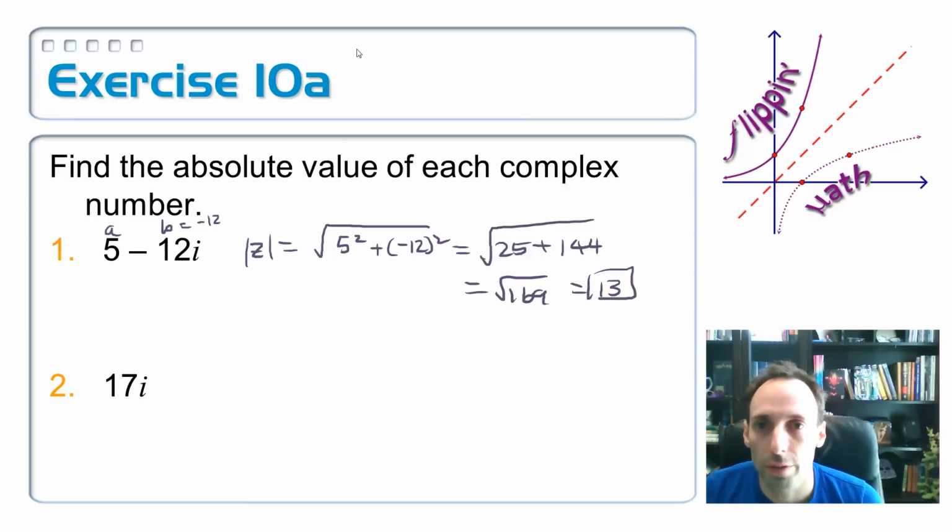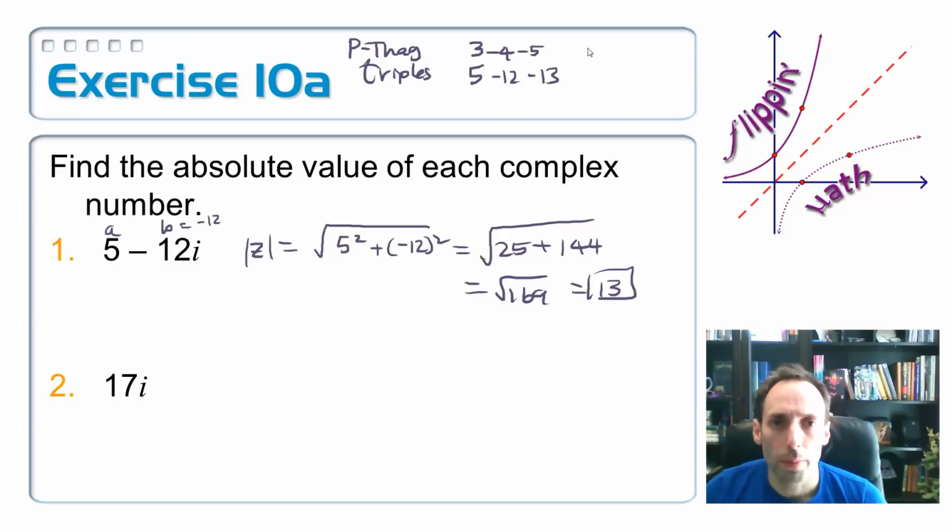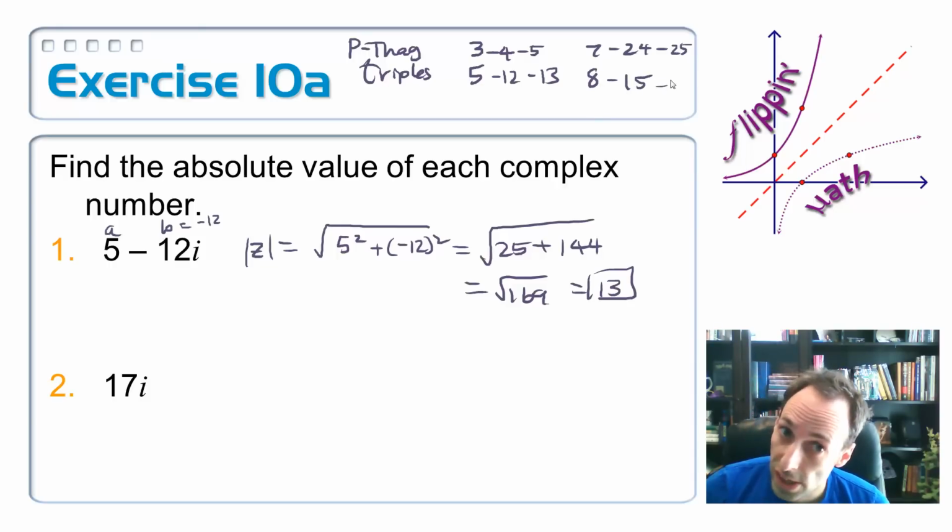Let me just write these down for you. Just as a reminder, some Pythagorean triples, some of the most common ones. See if you can remember them. We've got 3, 4, 5. We just saw that one. We just saw another one, 5, 12, 13. Can you think of any more? How about 7, 24, 25, and 8, 15, 17. There's tons more of them. That's just the 4 most common ones.